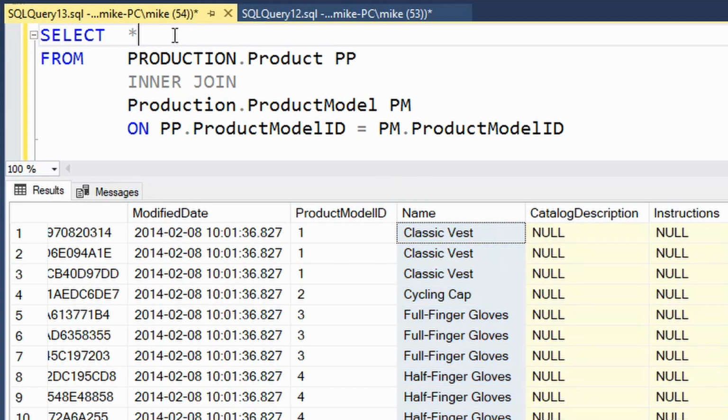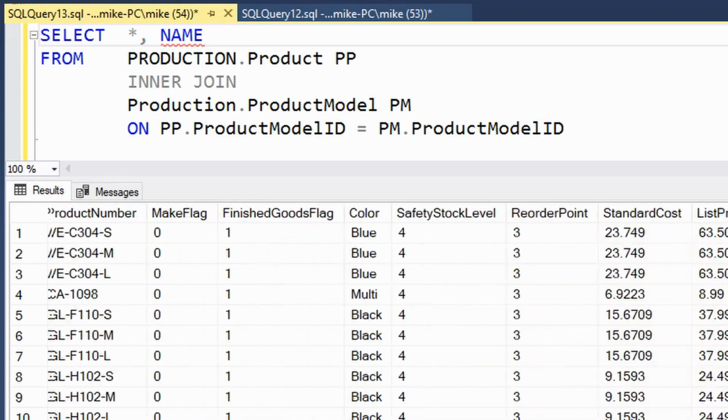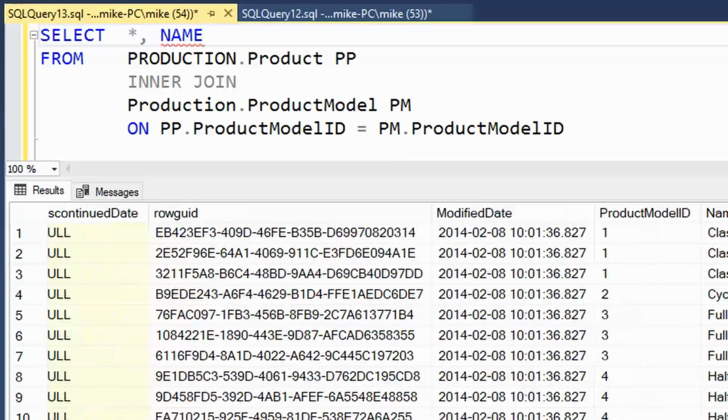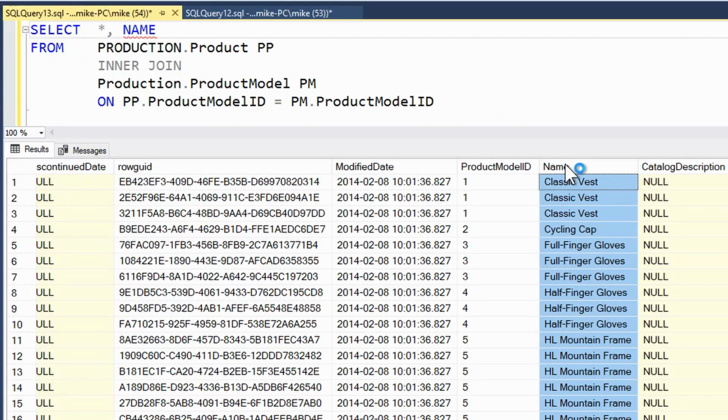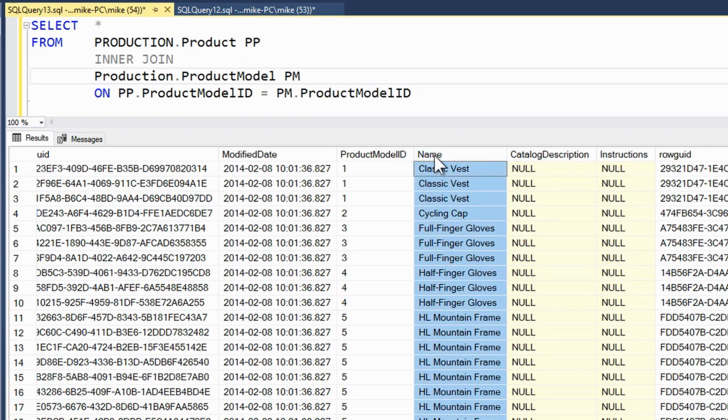So when I went name up the top here, SQL Server doesn't know, do you mean the product name or do you mean the model name? I don't know. So how do we fix this? Well, when we select name, we've got to tell SQL Server which of the two tables, product or product model, is the name column that we want. Now we want product.